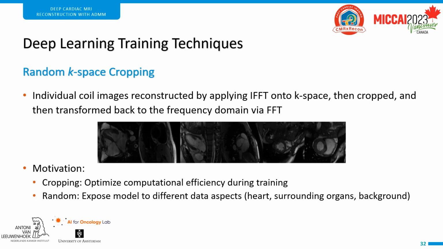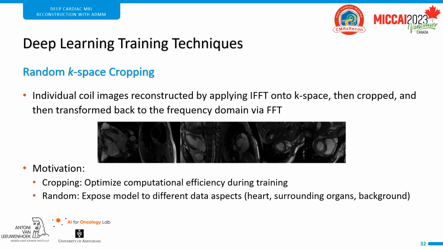Another technique we employed to optimize computational efficiency during training was random k-space cropping. Here's how that worked. Of course, direct cropping of the k-space would be inappropriate as it would distort reconstructed images. So, we first applied the inverse fast Fourier transform to reconstruct the fully sampled k-space into fully sampled multi-coil images. After the reconstruction, we performed random cropping on these images. The resulting cropped image was then transformed back to the k-space domain via fast Fourier transform. The cropped k-space data was then undersampled and used downstream as input to our models.